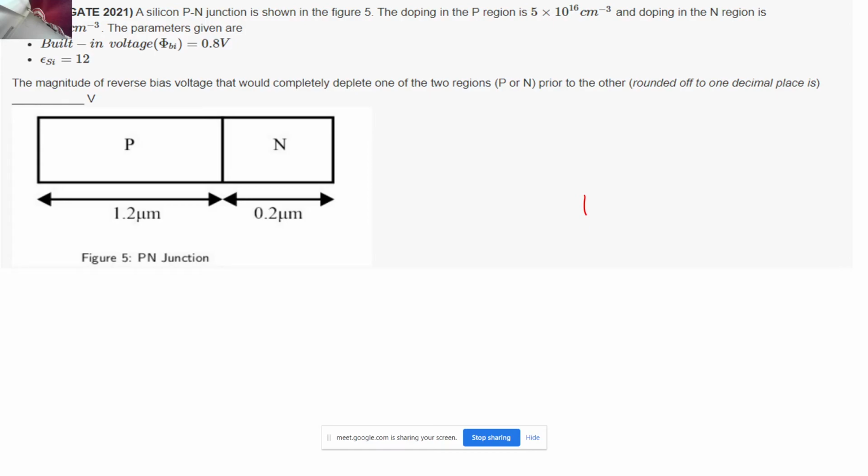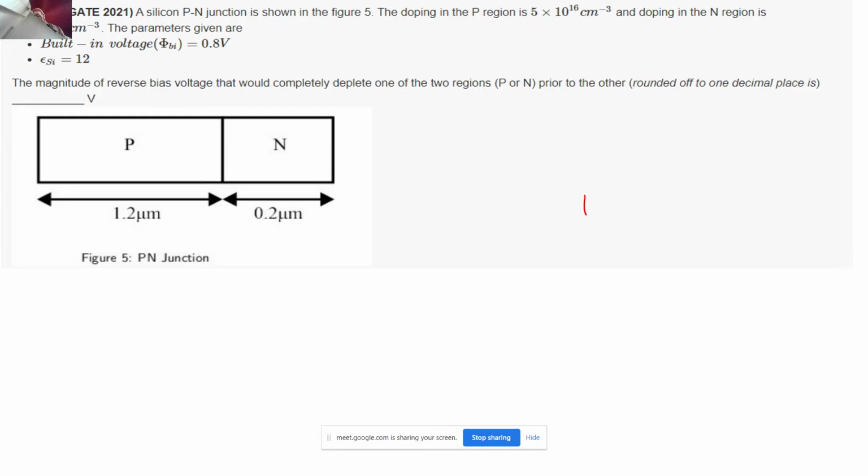What has been mentioned in this question is this was the ECE GATE 2021 question. A silicon PN junction is shown in the figure. The doping in the P region is 5 into 10 to the power 16 cm to the power minus 3, and doping in the N region is 10 into 10 to the power 16. They have given us the built-in voltage and the dielectric constant of the silicon. What they have asked is the magnitude of the reverse bias voltage that would completely deplete one of the two regions.